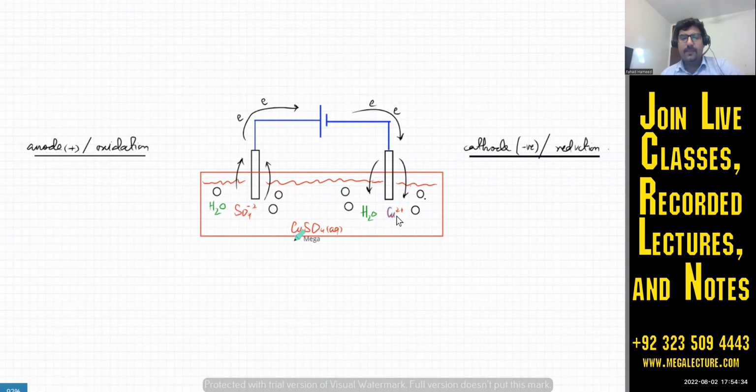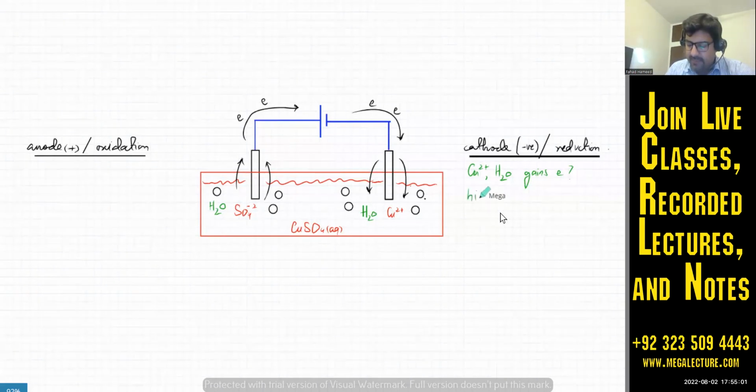How do you figure out who ends up gaining electrons? Open the data booklet. So you've got two options, copper 2+ or water. That's the question: out of these two, who's going to gain electrons? You're going to look for equations, and remember, higher E0 is the one that gains electrons. So remember, we're only talking about gain of electrons. There's not going to be a loss of electrons, only gain of electrons.